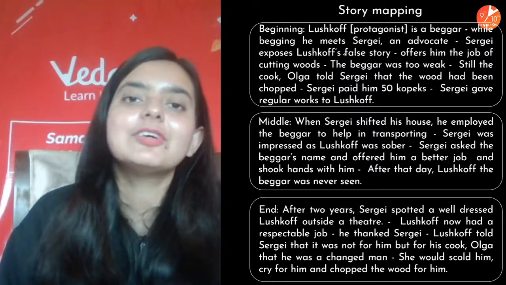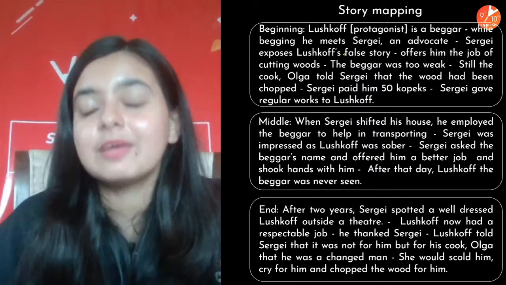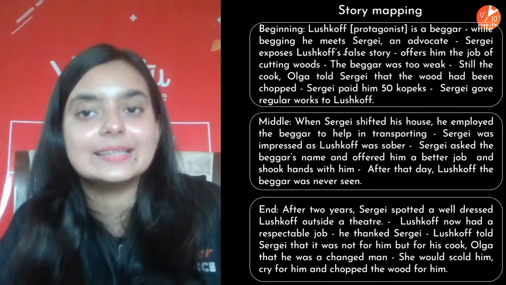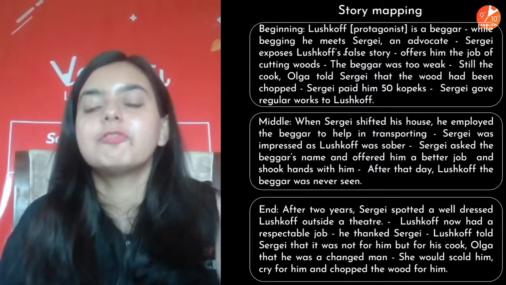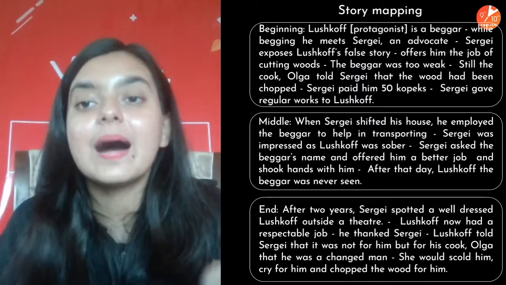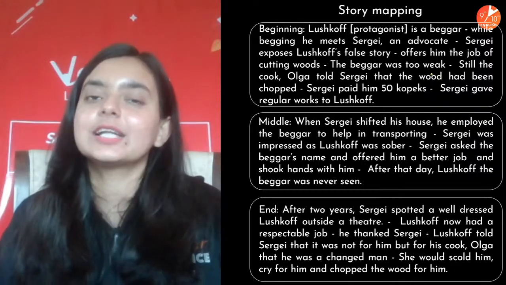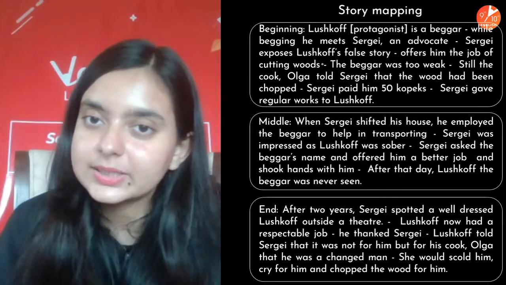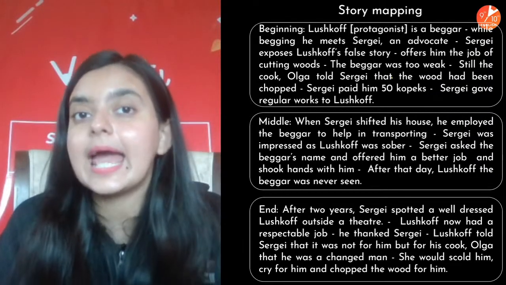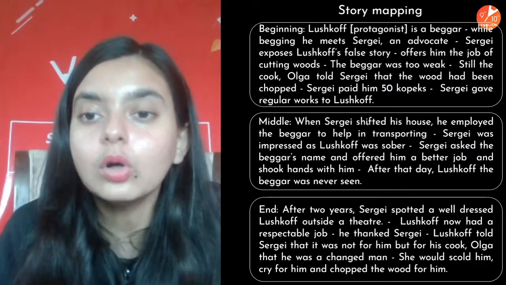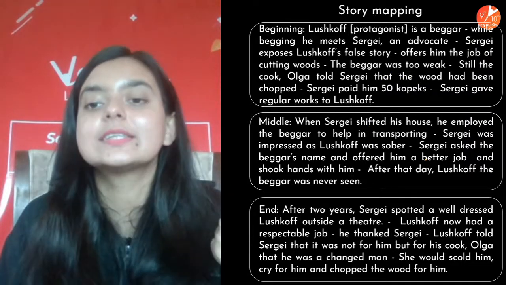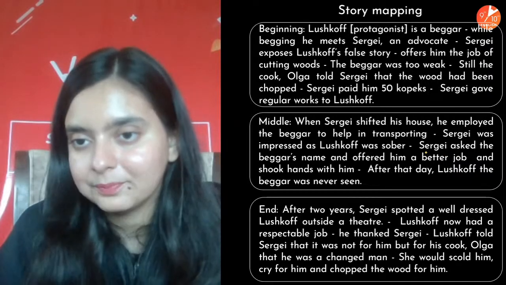Initially Sergey was trying to reprimand him, to rebuke him because of his lies, right? And he also at the same time offered him the job of cutting wood, but the beggar was too weak, and Sergey was not able to get into the depth. He was helping him, but superficially. And who gave him real help? It was obviously Olga, right?